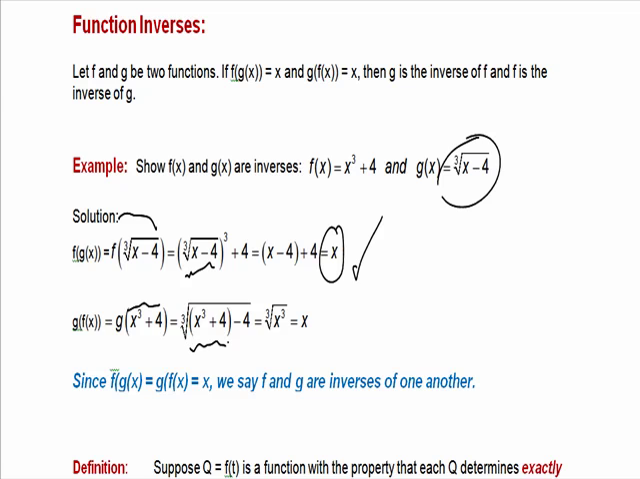Now I do the math under the radical. I take care of the radicand. And so that's going to give me a 4 and a minus 4. So that's just going to leave me with x cubed. So I have the cube root of x cubed gives me x. Since f at g at x equals g at f at x, they both equal x, we say they are in fact inverses of one another.